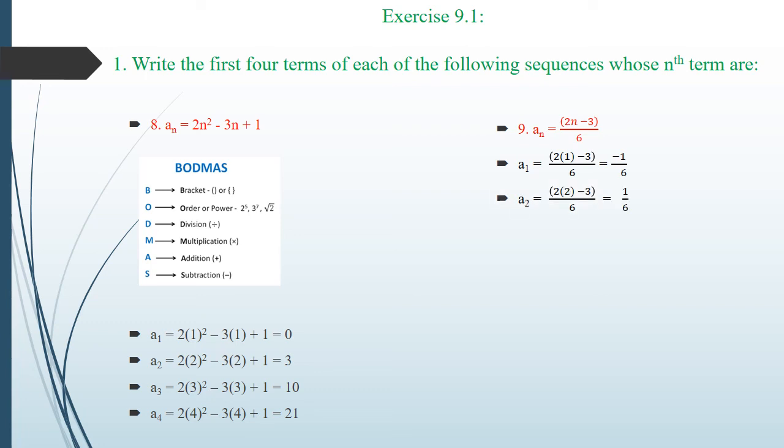Similarly a2 is equal to 2 into 2, that is 4 minus 3 is equal to 1 divided by 6. a3 is equal to 3 into 2, that is 6 minus 3 by 6 will give me 1 by 2. a4 is equal to 4 into 2, that is 8 minus 3 by 6 will give me 5 by 6.